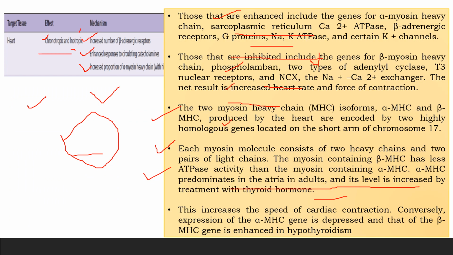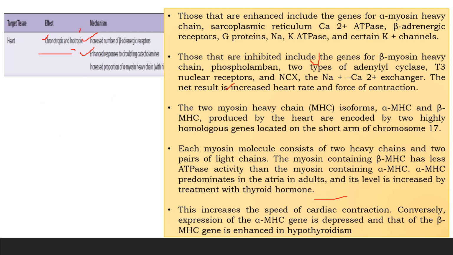So we will see which proteins have their expression and synthesis increased by thyroid hormone. The proteins increased in amount are alpha myosin heavy chain, sarcoplasmic reticulum calcium ATPase, the beta adrenergic receptor, G proteins, sodium potassium ATPase, and certain potassium channels. Their actions are enhanced, whereas some other proteins will be inhibited, for example genes for beta myosin heavy chain, phospholamban, adenyl cyclase, and the sodium calcium exchanger. This is actually responsible for the mechanism of increased heart rate and force of contraction.